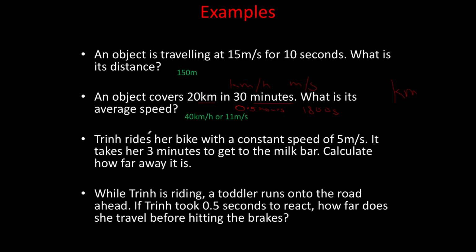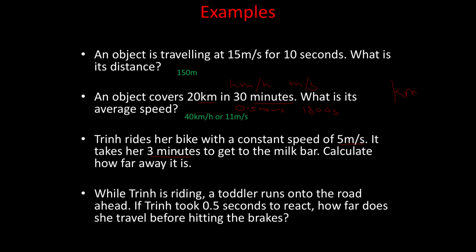Let's have a look at the next question. Trin rides her bike with a constant speed of 5 meters per second. Okay, so our unit here is 5 meters per second. It takes her 3 minutes to get to the milk bar. Calculate how far away it is. So in this case, we're using minutes and meters per second. So the units, once again, don't match.